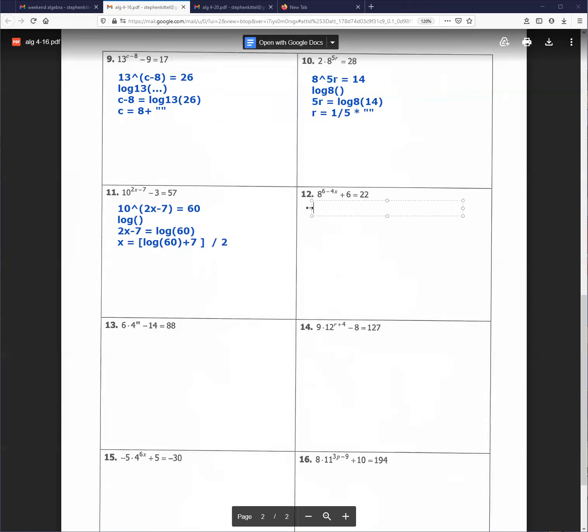For number 12, we will subtract 6. So we will have 8 to the 6 minus 4x is equal to 16. Then we will do log 8 on both sides, and we will get 6 minus 4x is equal to log base 8 of 16. We will subtract 6. So negative 4x equals log 8 of 16 minus 6. And then we will divide by negative 4. So probably the best way to write that is to change the signs around here. And also, oh wait, I can't reduce that because there's no coefficient on the logarithm, right?